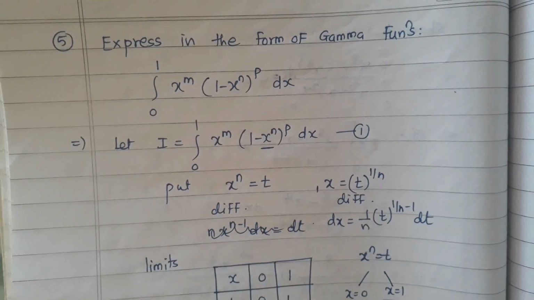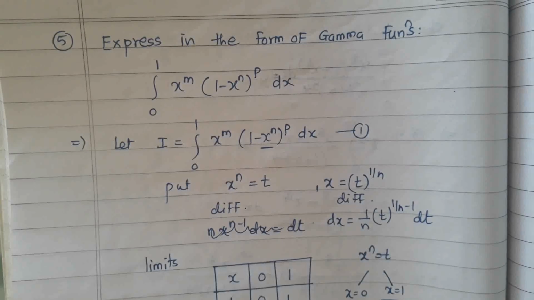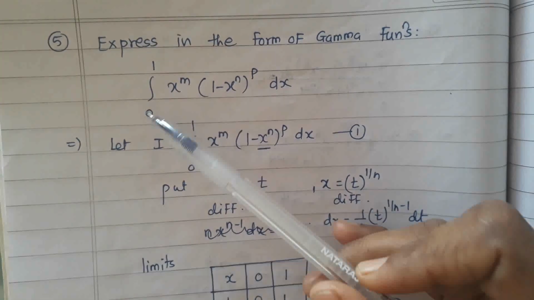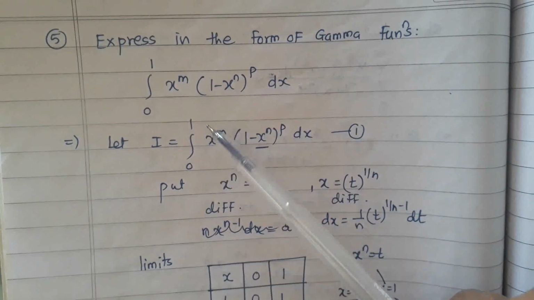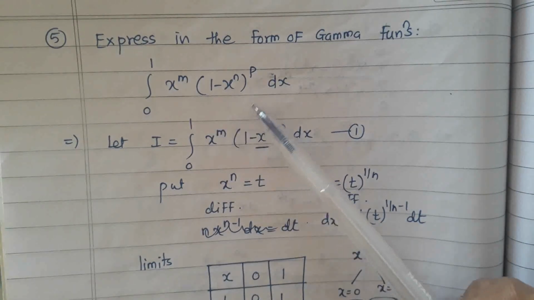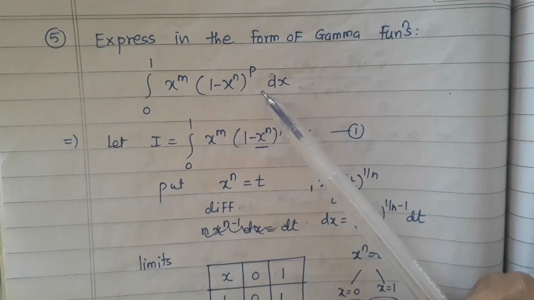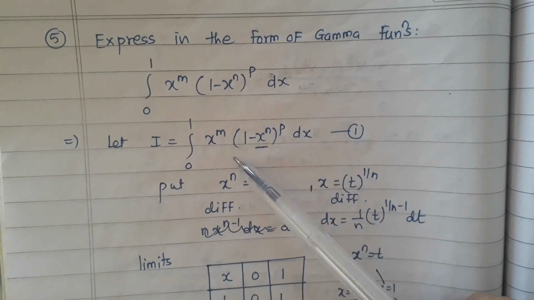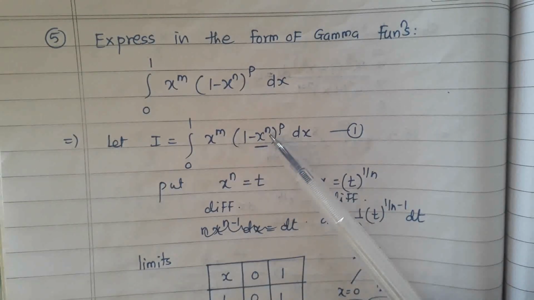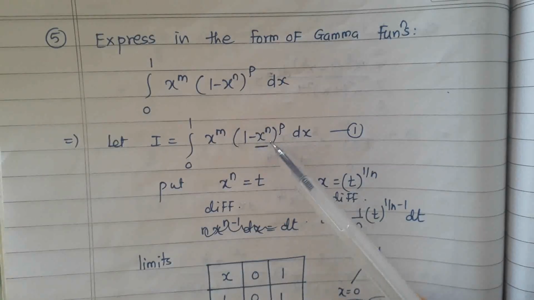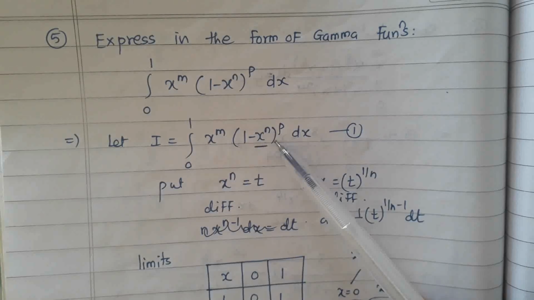Next question is to express the given integral in the form of gamma function. That means we have to show that the value of the integral from 0 to 1 of x raised to m times (1 minus x raised to n) raised to p dx can be written in the form of gamma function. Write down this integral: I equals integral 0 to 1 of x raised to m (1 minus x raised to n) raised to p dx. In this integral, we have to write it in the beta definition form.